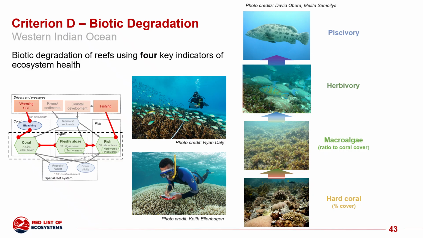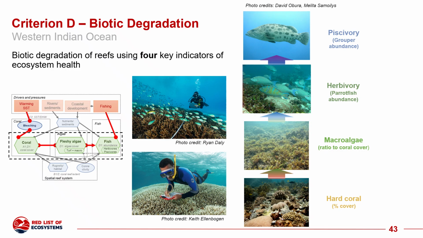For herbivory, parrotfish abundance was used. This was a practical choice because much of the regional fish data was only identified at the family level, and parrotfishes, or Scarinae, were one of the most consistently recorded herbivore groups in the available datasets. For piscivory, grouper abundance was used because over 80% of the piscivorous fish recorded in the Western Indian Ocean datasets were groupers, making them a good proxy for this trophic group.